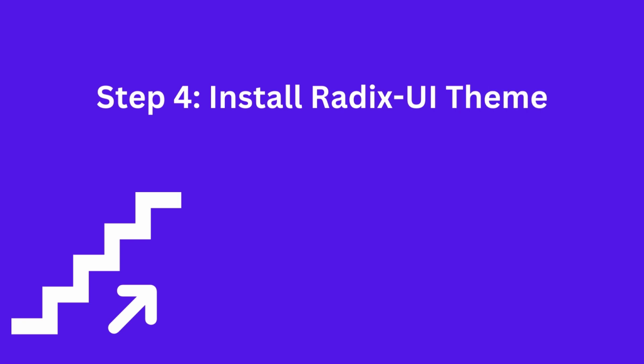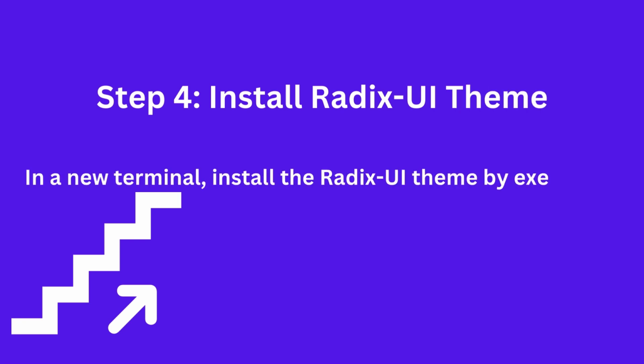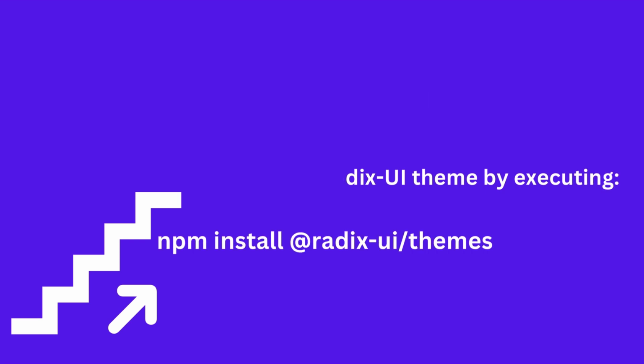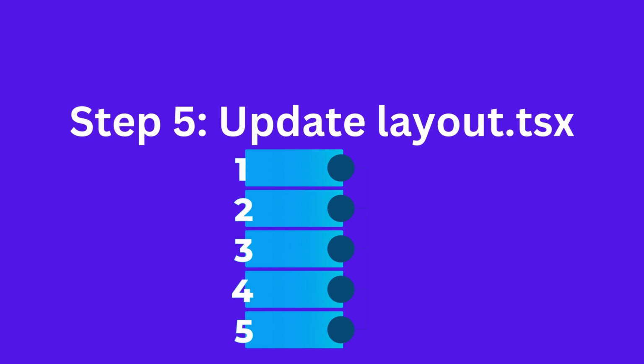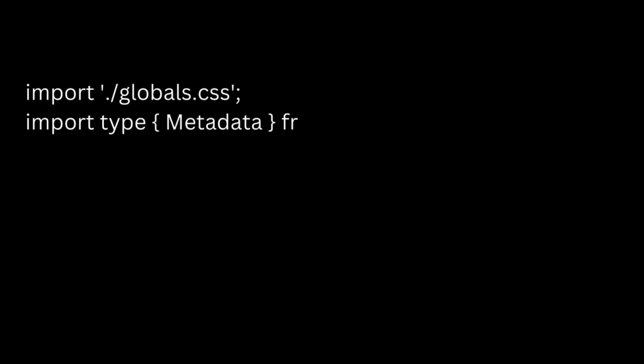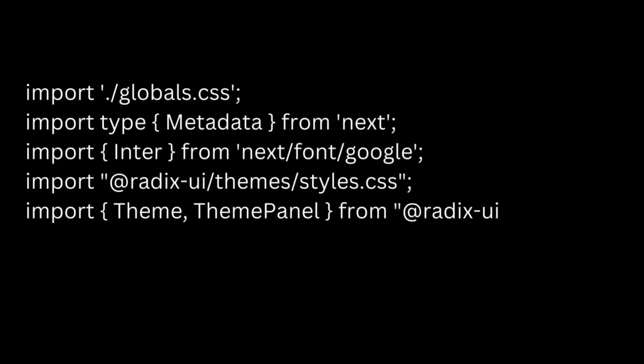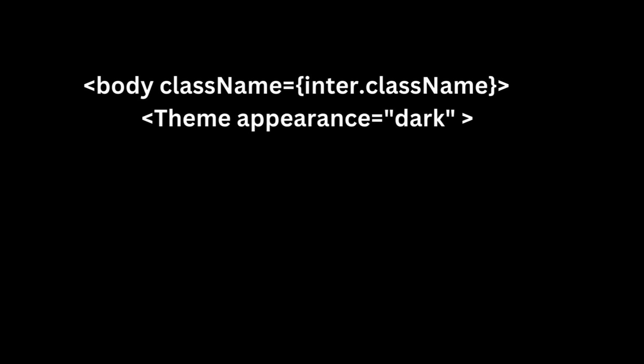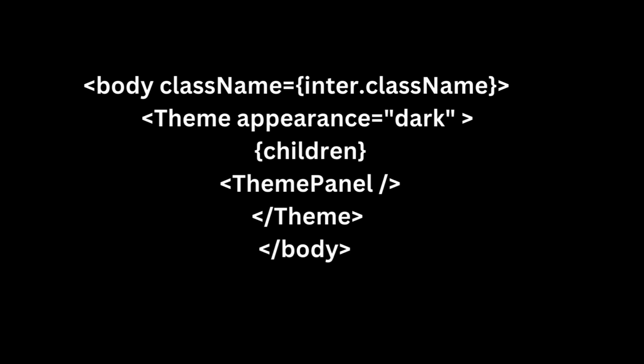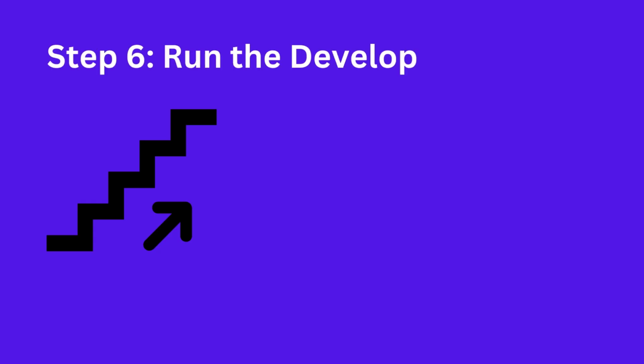Step 4. Install Radix-UI Theme. In a new terminal, install the Radix-UI theme by executing npm install @radix-ui/themes. Step 5. Update layout.tsx. In the layout.tsx file, import Theme and ThemePanel from @radix-ui/themes. Wrap the children between the Theme tags and add the appearance equals dark attribute to set the theme to dark mode.